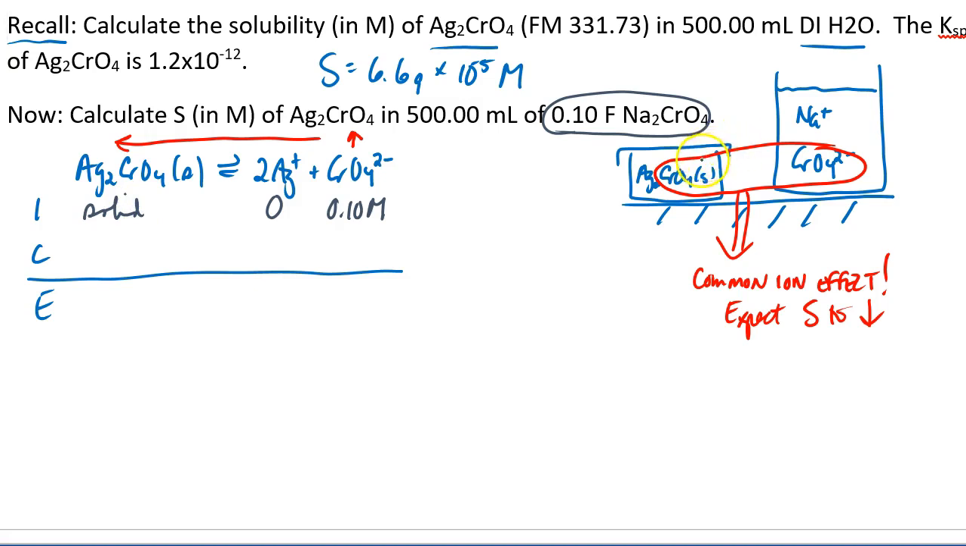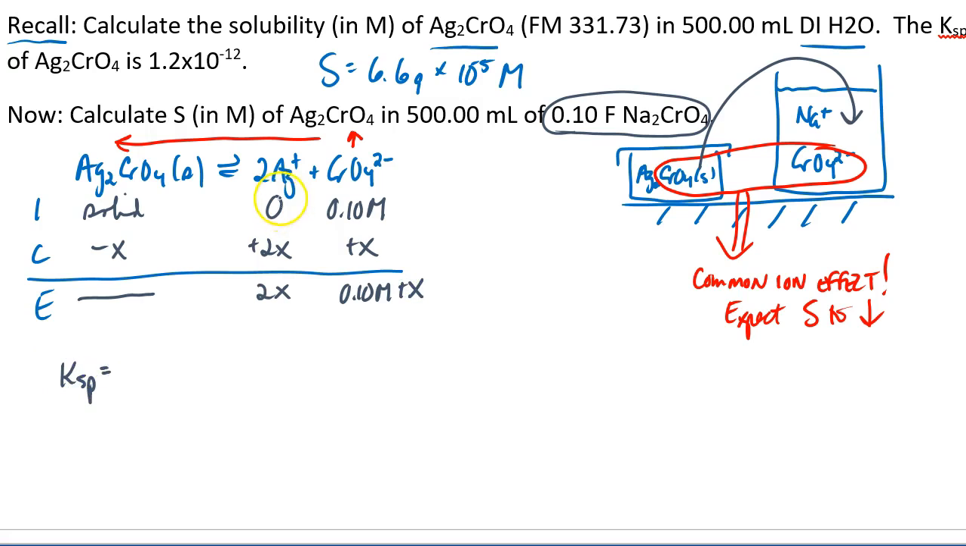So now we're going to actually pour the salt into the beaker. The salt goes down by X, silver goes up by 2X, chromate goes up by X. So at equilibrium, we have 2X for silver and 0.10 molar plus X for chromate. So now we'll write our Ksp expression. That'll be the concentration of silver squared. And that's also times the concentration of chromate.